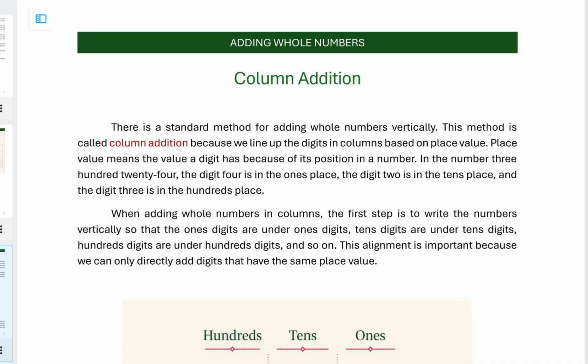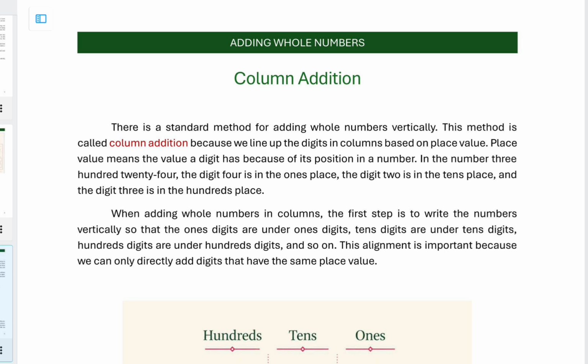Column addition. There's a standard method for adding whole numbers vertically. This method is called column addition because we line up the digits in columns based on place value. Place value means the value a digit has because of its position in a number.